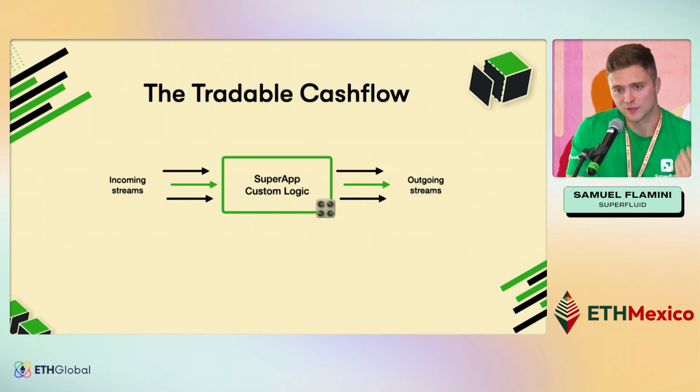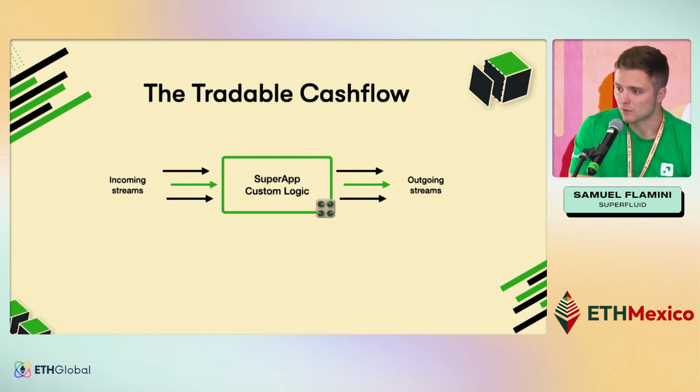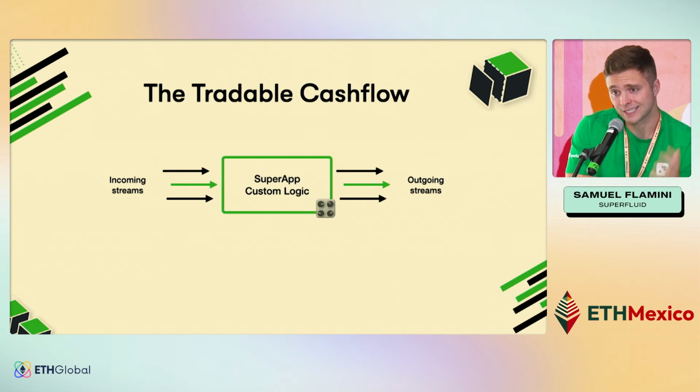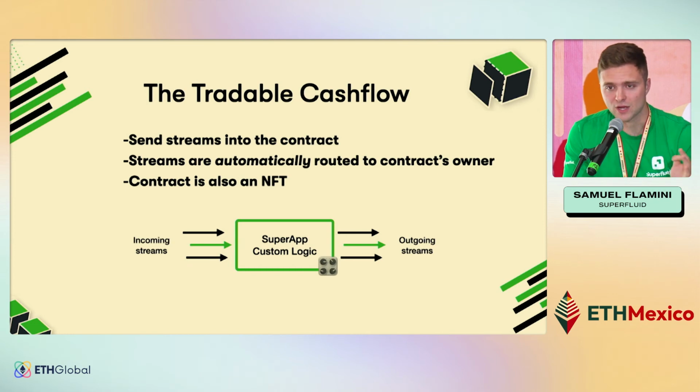There's obviously going to be other things that underwrite that transaction, but what if we could bring that exact same model into Web3? And that's what the Tradable Cashflow does, right? It lets us tokenize these cash flows and plugs them directly into DeFi. So again, sending streams into the contract, the streams are automatically routed to the owner of the contract, and each time the contract is traded, all of those cash flows go to the new owner, right?